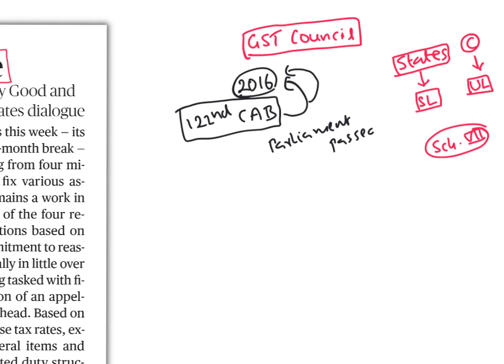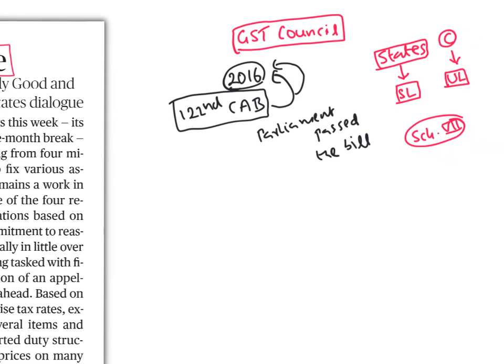When I say Parliament passed the bill, with what majority? That should be the next question, because it is not a simple bill. It is a constitutional amendment bill, so it should follow a separate approval procedure. What is the approval procedure for constitutional amendment bills? We need something called special majority, not normal majority.